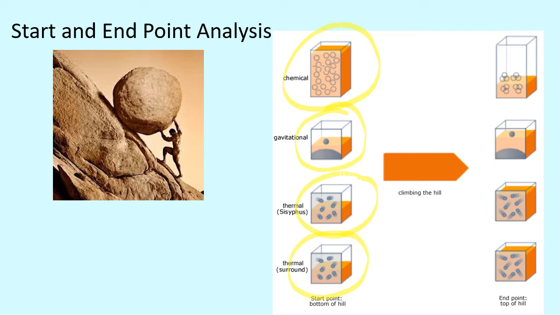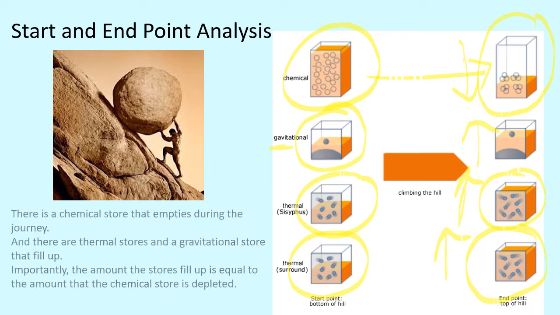So then say he pushes the rock all the way up to the top of the mountain. Can you see what has happened to his chemical energy store? His chemical energy store decreases, so it has come down. His gravitational, there's a spelling mistake here. His gravitational energy store has increased, and then his thermal energy store, because he's doing work, has increased. Energy is dissipated to the surroundings, so the thermal energy store of the surroundings will also increase.